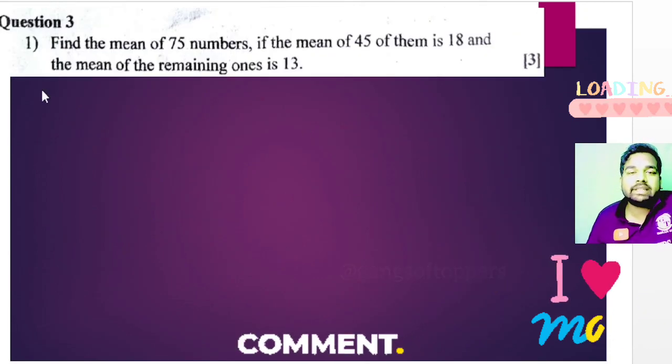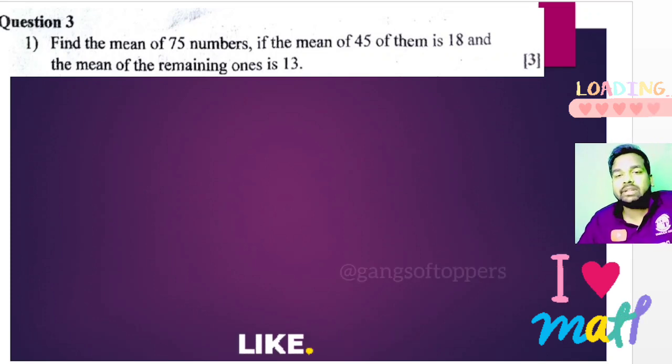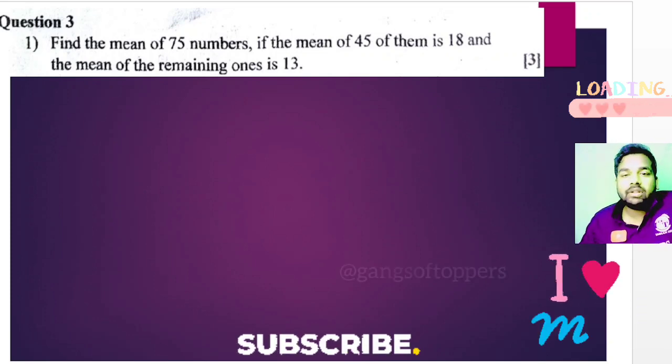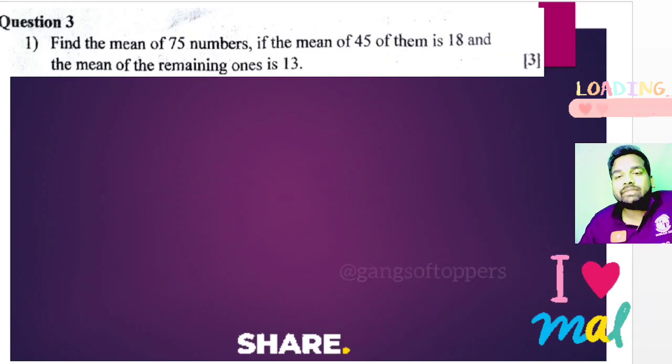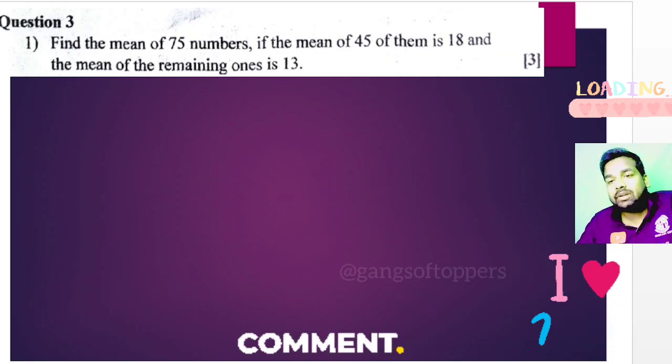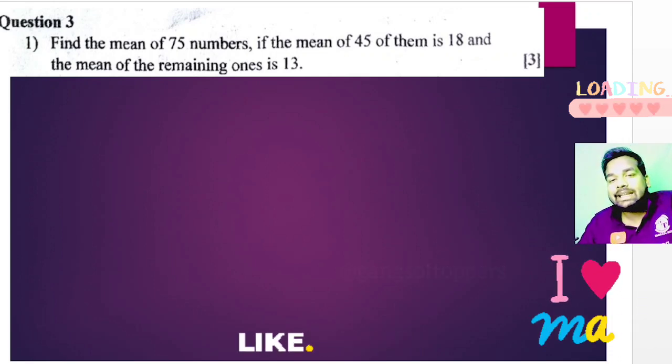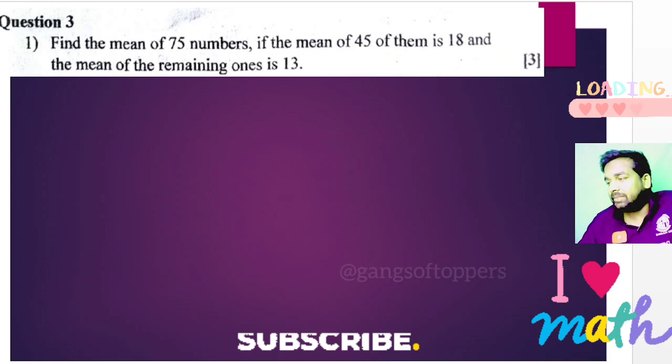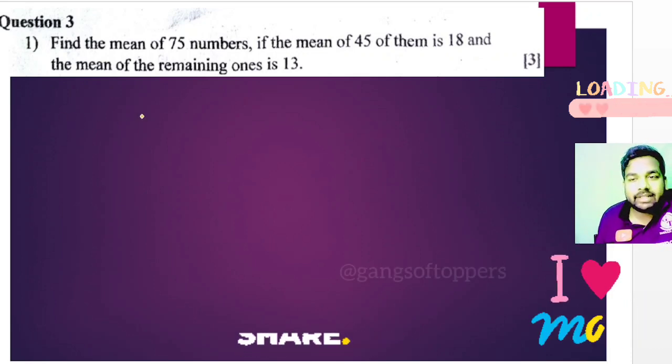Now the next question is also a very easy question. It is saying: find the mean of 75 numbers, if the mean of 45 of them is 18 and the mean of the remaining ones is 13. I think first utilize this concept.